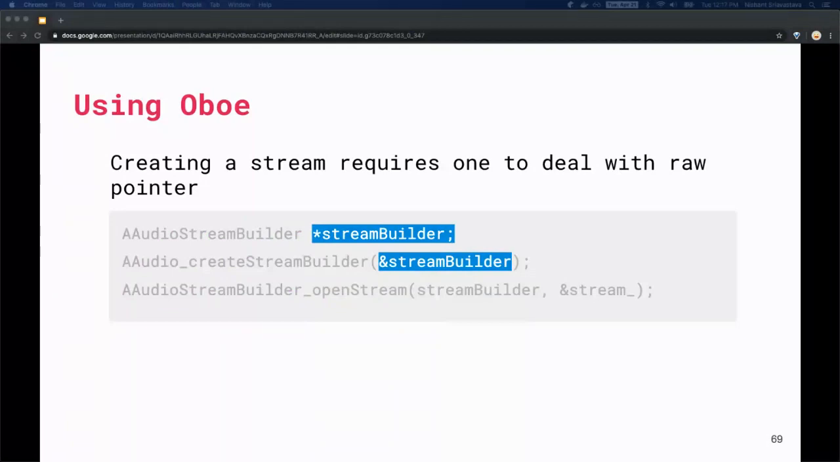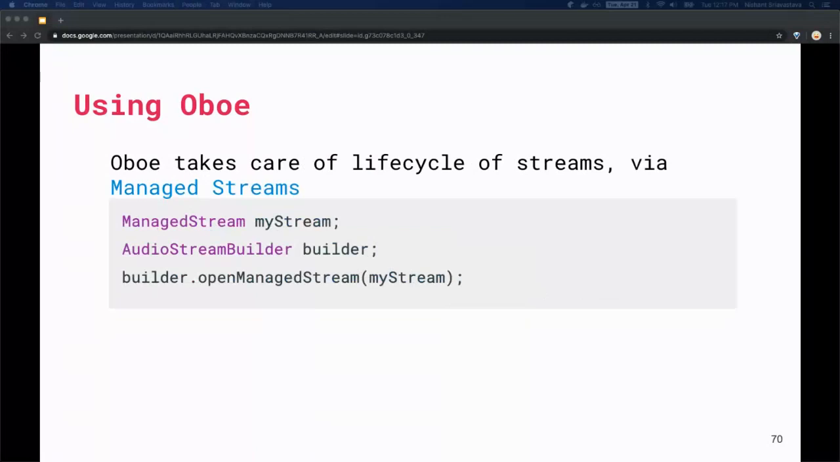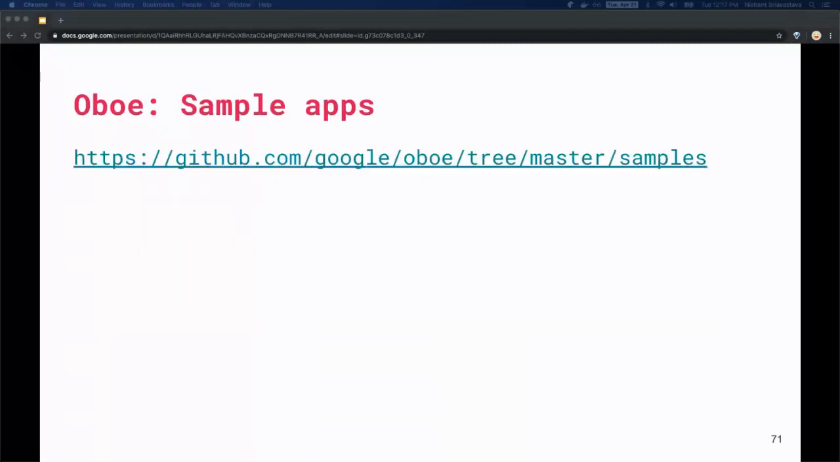But Oboe quite recently also fixed that. They now give you something called a managed stream. This basically makes sure that once the scope is complete, the stream is no longer accessible and you can't access it anymore. It takes care of all the extra things that you would otherwise do on your own. Obviously, creating all these samples and everything is pretty hard for people to put out. What Oboe has already done is put out some pretty nice samples out there.